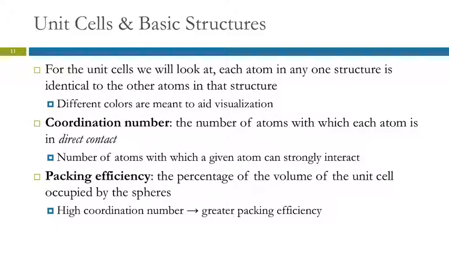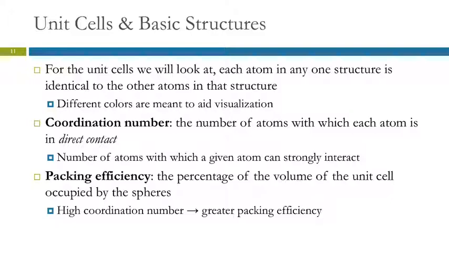We can also look at packing efficiency, which, as it suggests, is how much of the volume of the entire cell is actually occupied by the atoms or molecules. If you have a high coordination number, you'll have a greater packing efficiency. So if you're packing fruit, a bunch of spheres, you want to pack them into the box so that you have the most fruit in the box. You don't want a whole bunch of empty space, right? So you want higher packing efficiency.